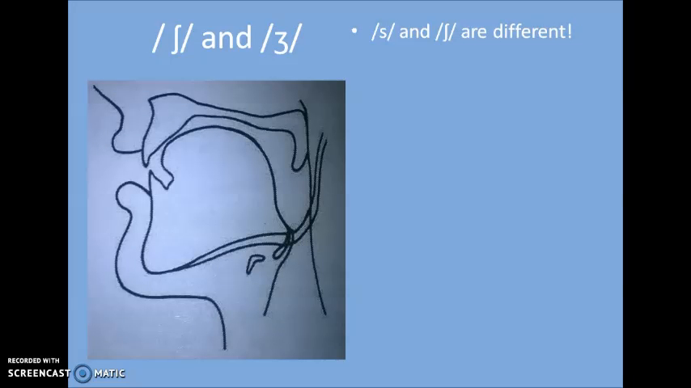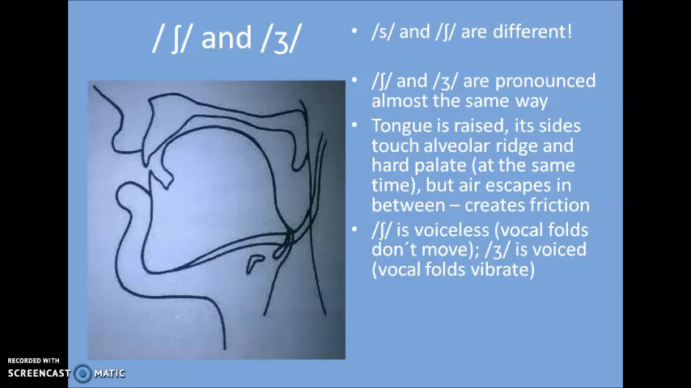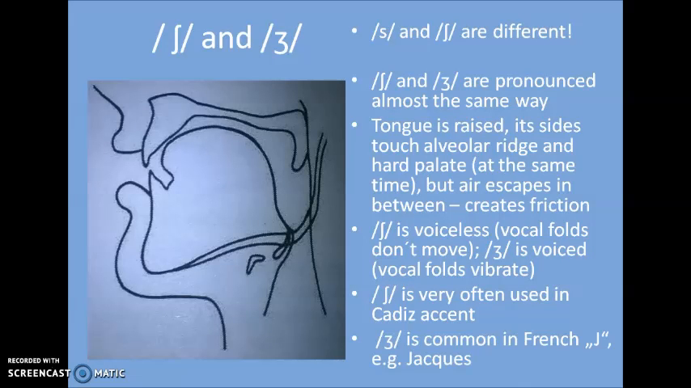Then we have the sh and j sound. First of all, s and sh are different. Sh and j are actually pronounced almost the same way, except one of them is voiceless, which means your neck won't vibrate because the vocal cords won't vibrate. And the other, j, is voiced, which means your neck is going to vibrate if you put your fingers to it. In both of them, the tongue is raised, its sides touch the alveolar ridge and hard palate at the same time, but air escapes in between and creates friction. As I said, sh is voiceless, j is voiced. To make it easier for you, I think you actually know the sounds. Sh is very often used in Cadiz, and je is very common in French, in words like Jacques.